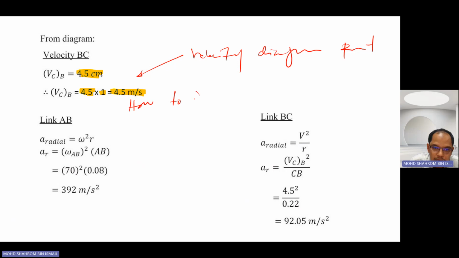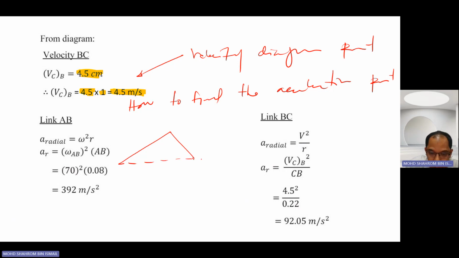Okay, now we move on to how to find the acceleration part. This one is not that tricky, it's quite straightforward as well. Of course, nothing much changes. You're going to draw a simple mechanism like what we did previously. You have point A, point B, and point C, and here is your piston. This one is 0.08 meter, and this one is 0.22 meter.